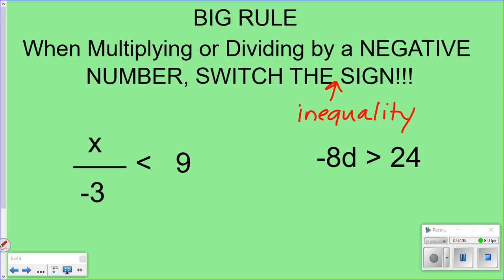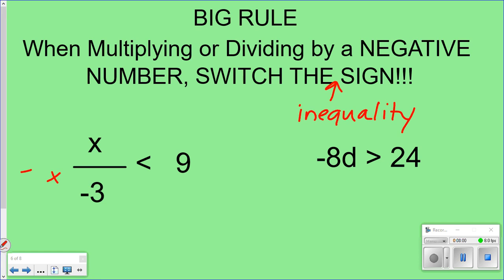I think a lot of you figured out last year that if there was a negative number with the letter, then it had to be flipped. A lot of you said, okay, if it's with the letter, I know I have to flip the sign. And that is true. If the number with the variable is negative, then you have to switch the inequality sign. And you're going to solve just like you normally know how to solve. So x divided by negative 3 is less than 9.